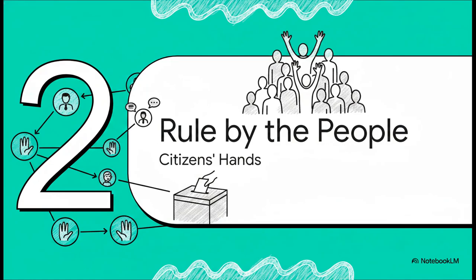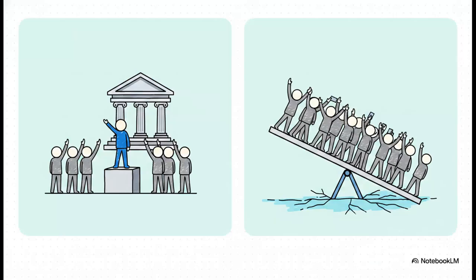Moving right along, Section 2, Rule by the People. Okay, let's clear up a major point of confusion. Republic versus democracy. On the left side here, we have a republic. This is rooted in Plato's teachings, and it means the state literally belongs to the people, who then elect representatives to manage it for them.